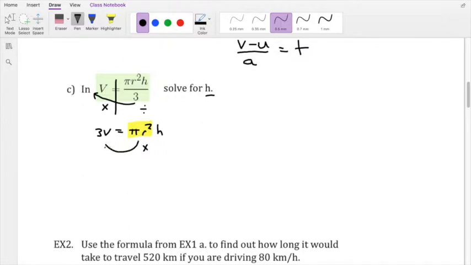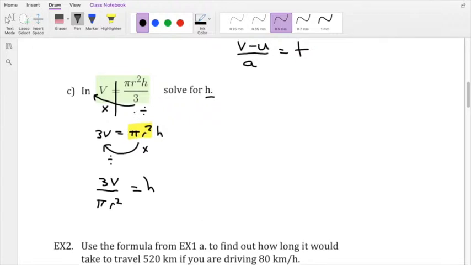So if I move them over, they're going to become a divide, right? Multiply on one side, the opposite operation, divide. So my next line, I have 3v over here already. Now this is coming over, becoming a divide, so that's going to equal pi r squared equals h. And there we have it. We've isolated h all by itself. So we have to concentrate on its inverse operations, right?